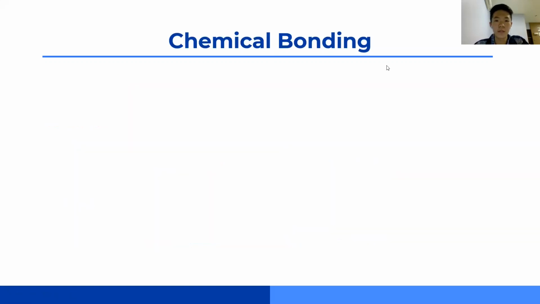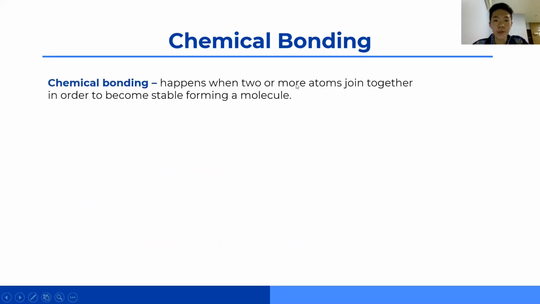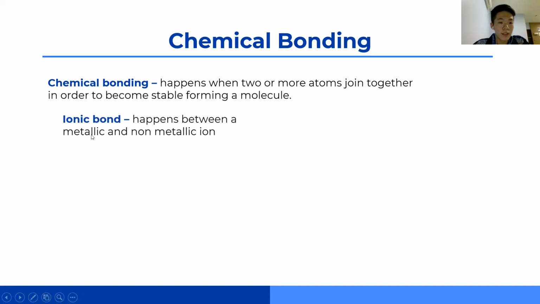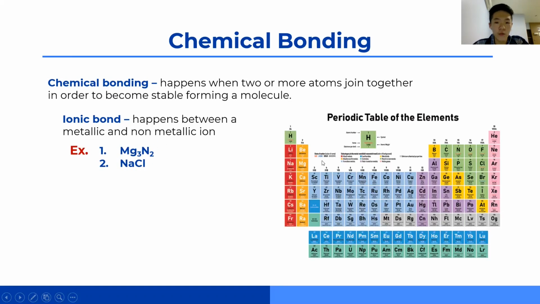So now we're going to talk about chemical bonding. Chemical bonding happens when 2 or more atoms join together in order to become stable, forming a molecule. There are 2 types of chemical bond. First one is ionic bond. An ionic bond happens between a metallic and a non-metallic ion. So for example, we have magnesium nitride and sodium chloride. You can see from the periodic table of elements that magnesium is a metal and nitrogen is a non-metal. And for sodium chloride, natrium or sodium is a metal and chlorine is a non-metal.